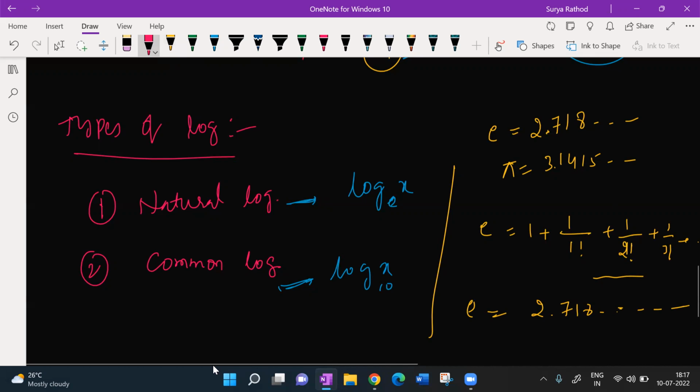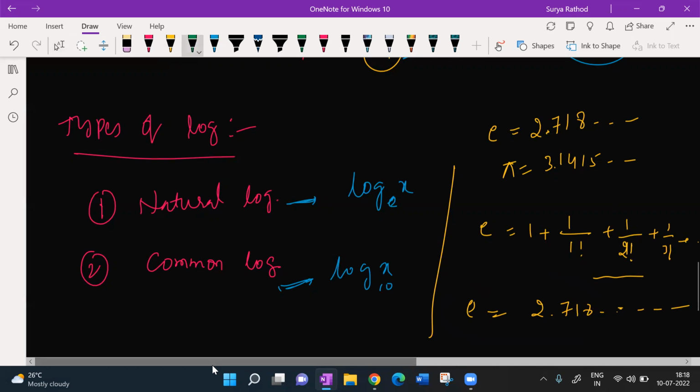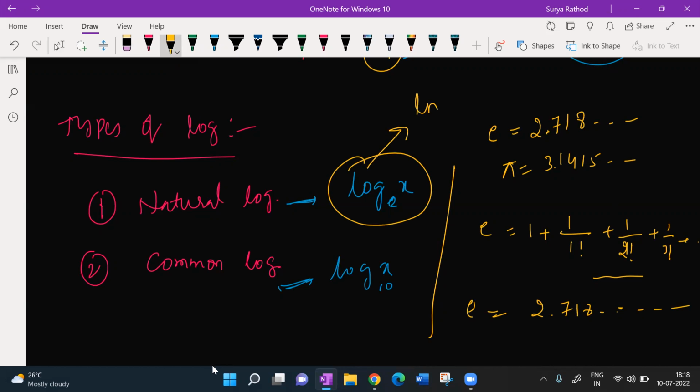Okay, I would call this Euler's constant, or Neperian's constant. Anything is the same. We call that Euler's constant or Neperian's constant. This is my natural log. This also can be written as ln x. ln x is nothing but log natural x.